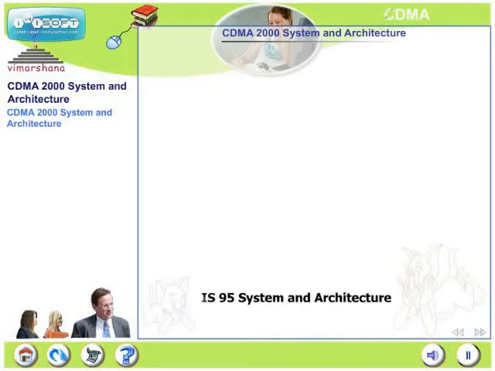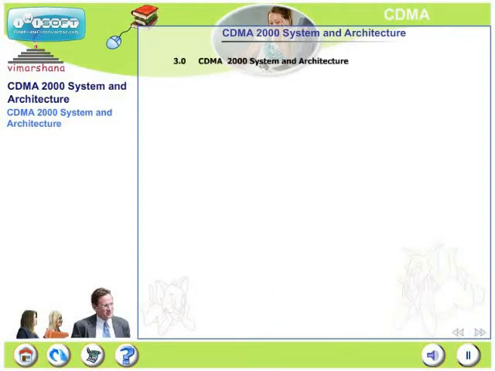In the previous module, we have seen the IS-95 system and its architecture. In this current module, we will talk about the CDMA 2000 system and its architecture. What are the things we will see in this particular module? We will compare CDMA 2000 and IS-95, of course.